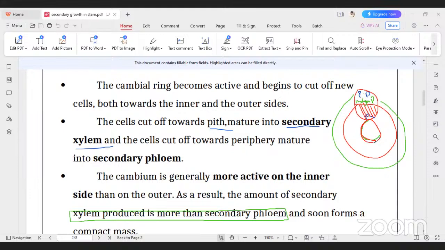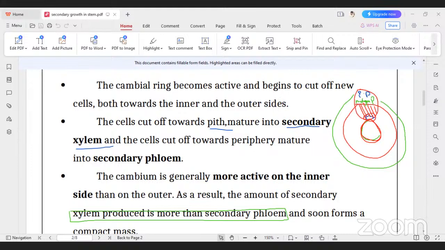What happened during formation of secondary xylem? Does the medullary region gradually decrease or increase? It decreases completely, and this place is replaced by primary xylem. Later, the primary xylem is also destroyed inside the medullary region. Is this activity clear?